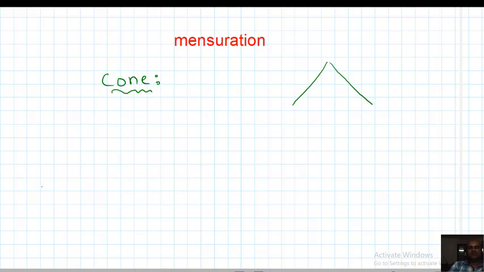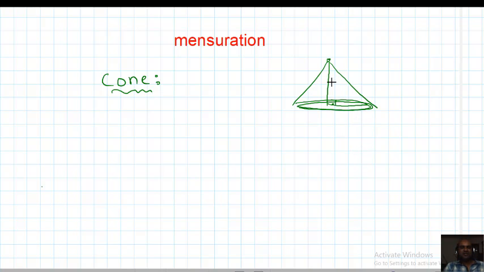Everyone knows the shape, no? This is the cone. Bottom is a circular base and top is a dot. This is called the center of the base. If the center of the base and this vertex are joined, and this is perpendicular to the base, then you can say that it is a right circular cone.